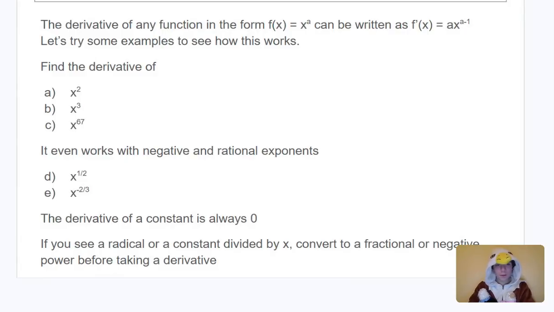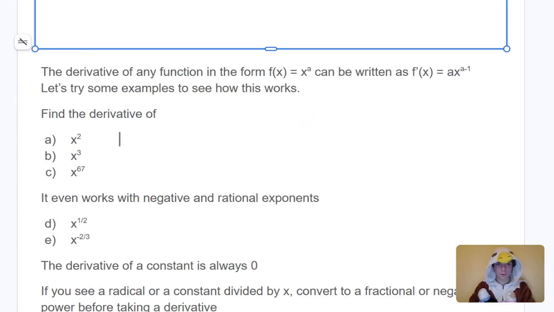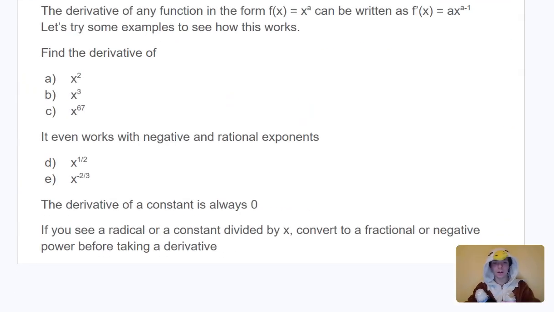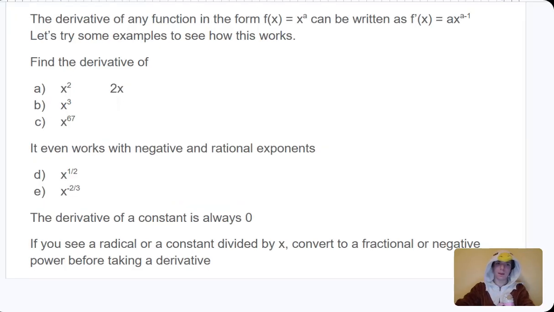So that makes it so much easier to find derivatives. For example, if you have x squared, you can just do the power rule. So a equals 2, so you do 2 times x to the 2 minus 1, that's 2x. And then for this one, a equals 3, so it's going to be 3x squared. And finally, for this one, if it's a bigger number like x to the 67, you can still do that. It's just going to be 67 times x to the 67 minus 1, x to the 66.